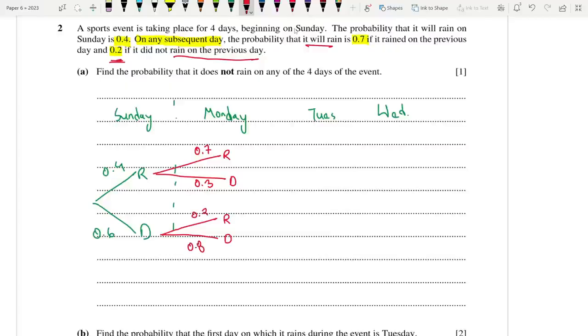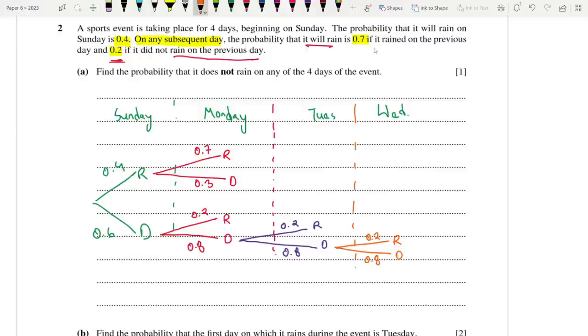Now we don't need to draw the whole thing because it will get rather complicated. We just need to find the probability that it does not rain on any of the 4 days of the event. So we can just go further. I'll just follow the does not rain journey. Does not rain, does not rain. So again, rain, does not rain. If it doesn't rain, the probability of raining is 0.2 according to the question, and not raining is 0.8. And finally, the last step, if we go again, rain is 0.2, does not rain is 0.8.